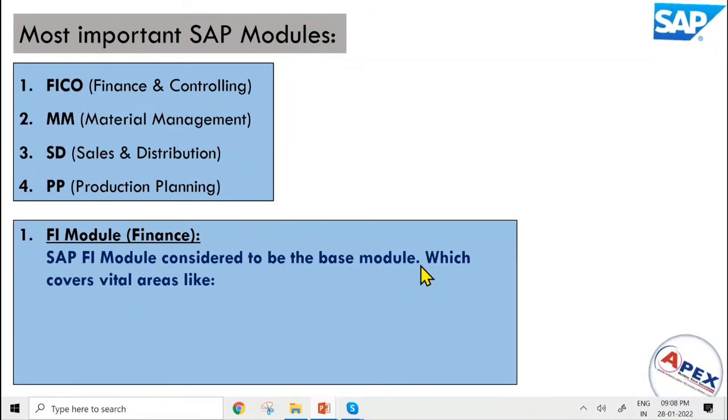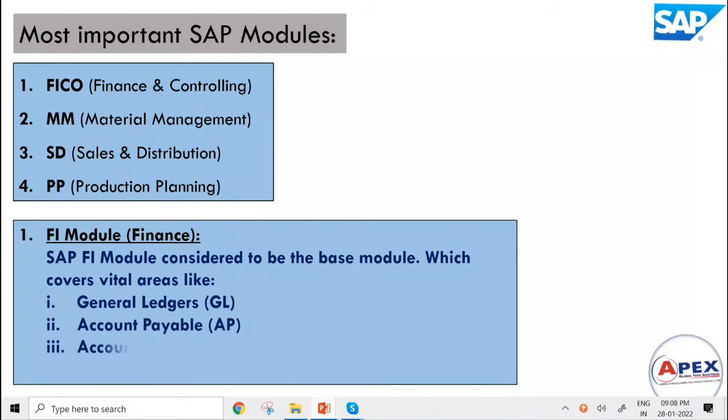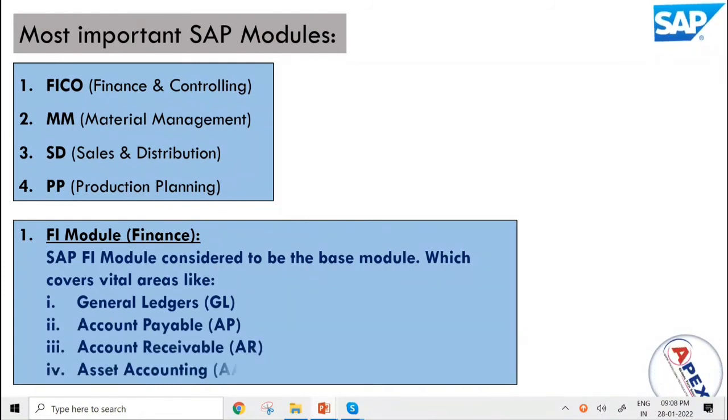Okay. So it covers vital areas, whatever it may be. See, without finance, without investment, there will be no business, right? So likewise, without FI, without finance, no business. So that's why it is a base module. It has been integrated with all the modules. Next. So what are the areas they are going to take care of? They are going to create general ledger accounts, accounts payable, accounts receivable, asset accounting.